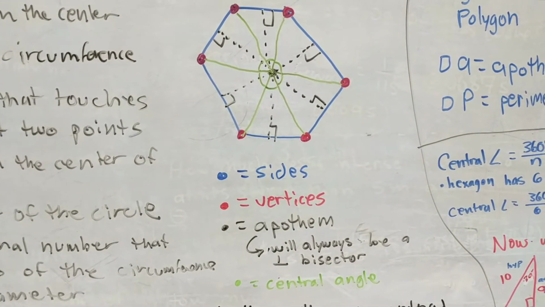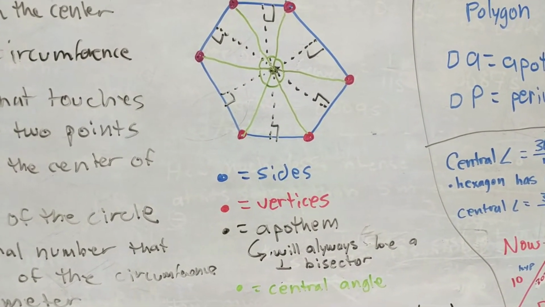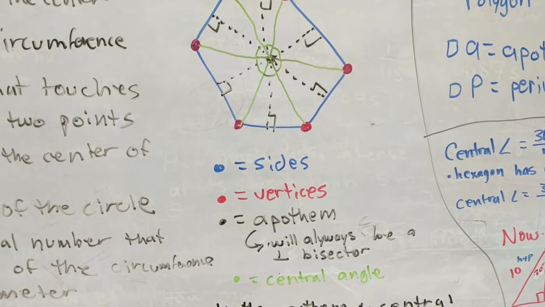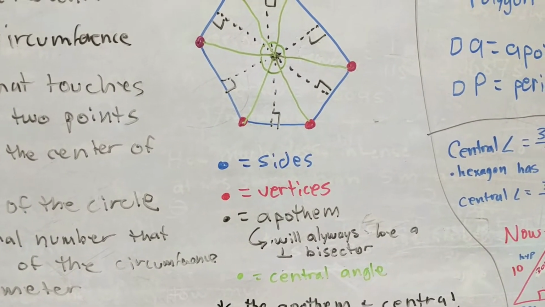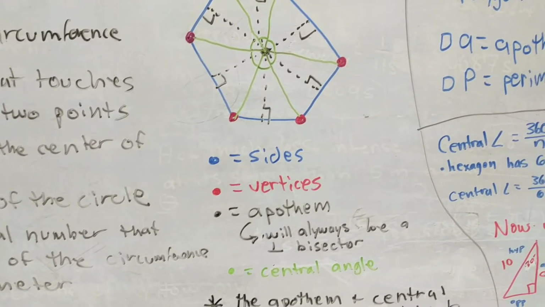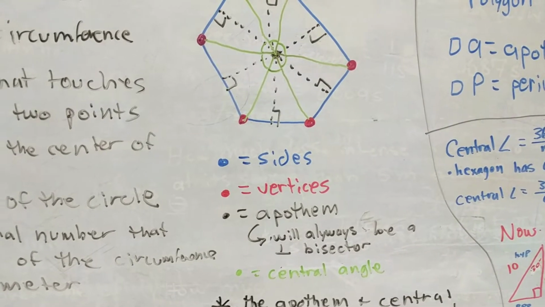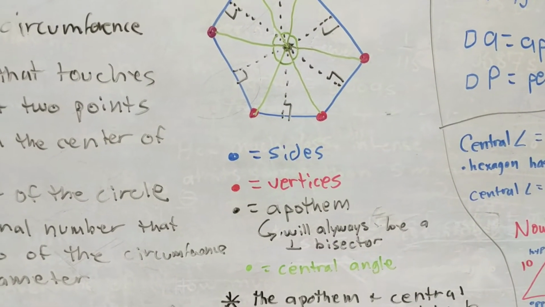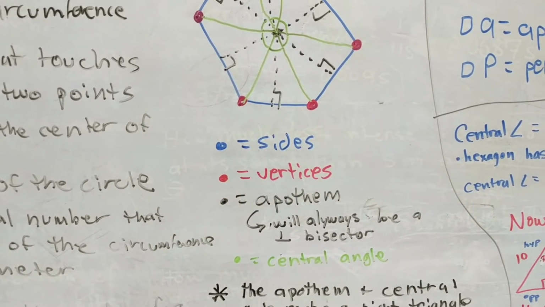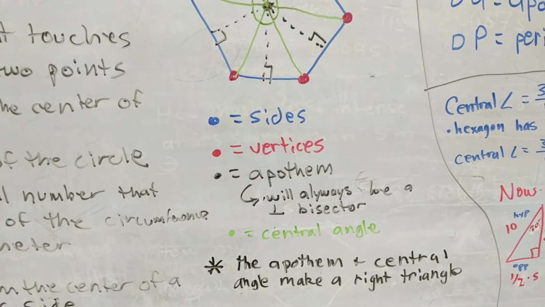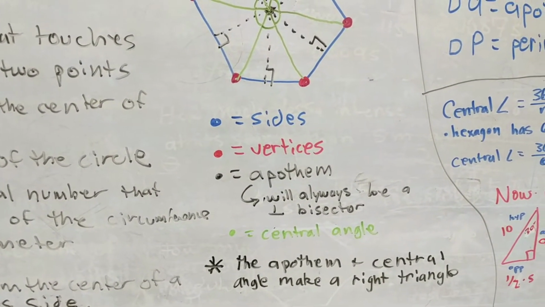Notice the apothem will always form a right angle, a perpendicular bisector, because that is the shortest distance from a point to a line segment. Notice that our central angle, when connected to the vertices, forms an isosceles triangle. When we split that isosceles triangle in half, we get a right triangle.